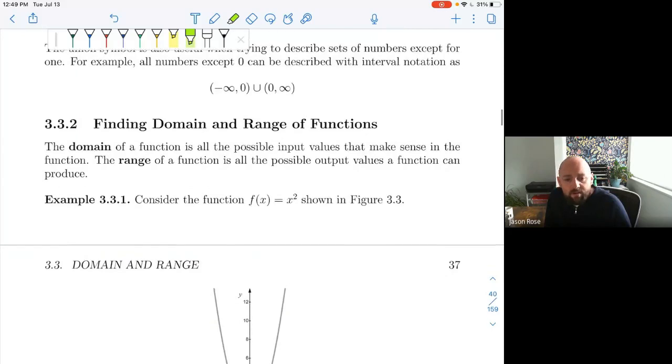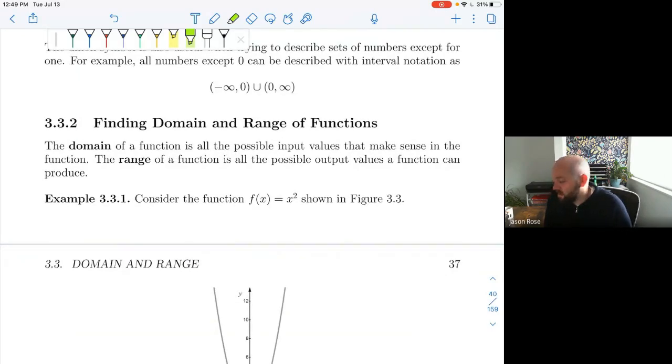Okay, so finding domain and range. Maybe we do have time to cover this. You said you've seen this before too. So can anybody tell me what's the domain of the function x squared before I move on? Feel free to unmute if it's awkward to write.